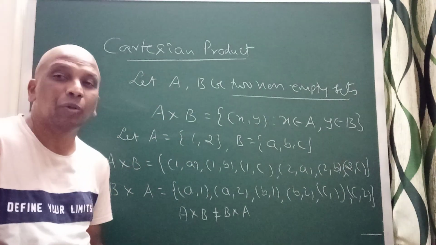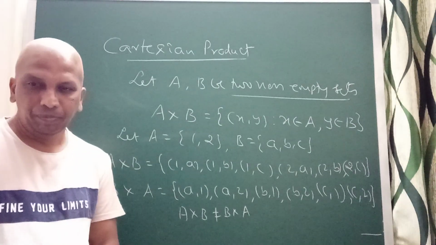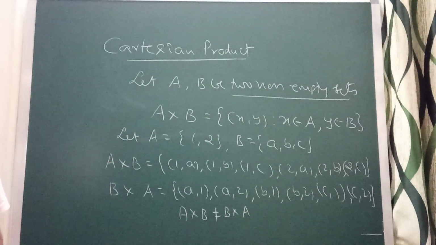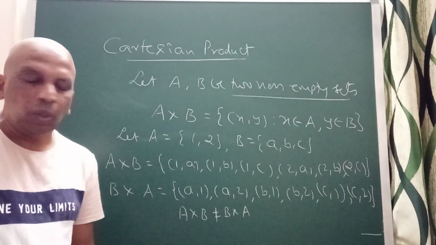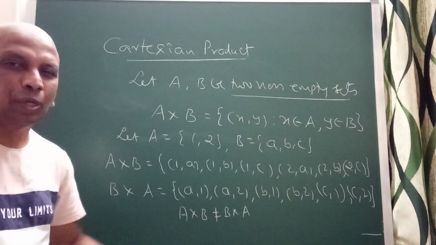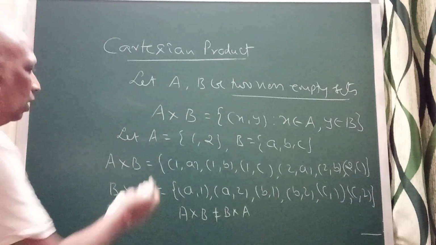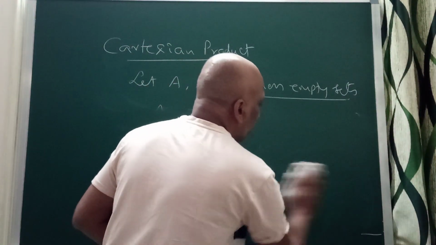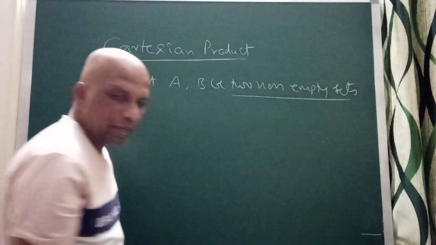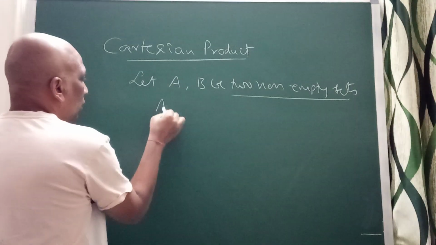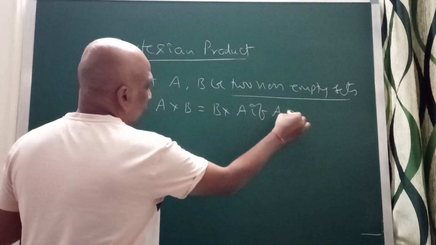So you can remember the Cartesian product as a set of ordered pairs. That is how we define the Cartesian product. Now when can I say A cross B is equal to B cross A? If A is equal to B, then A cross B is equal to B cross A.